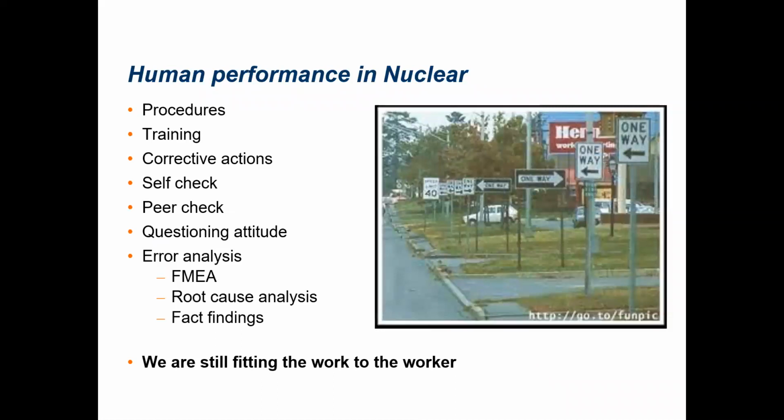Human performance in nuclear. We already went through some of these: procedures, trainings, self-checks, peer checks. Corrective actions are a unique thing in a lot of safety critical industries. When something happens or something's wrong, you will issue corrective actions, which are formal. Okay, to make sure this doesn't happen again, we're going to do X, Y, and Z. And then you have a process in place for verifying that you did do those things.